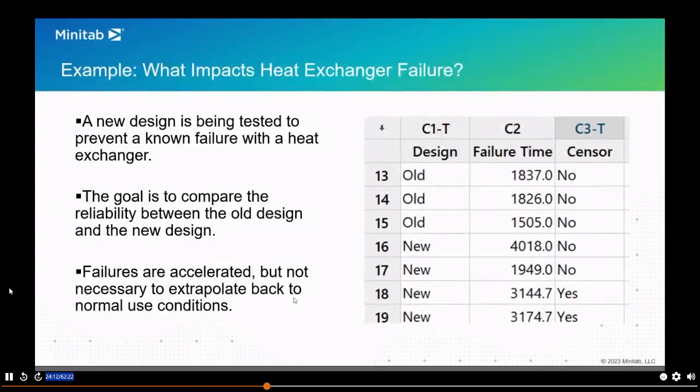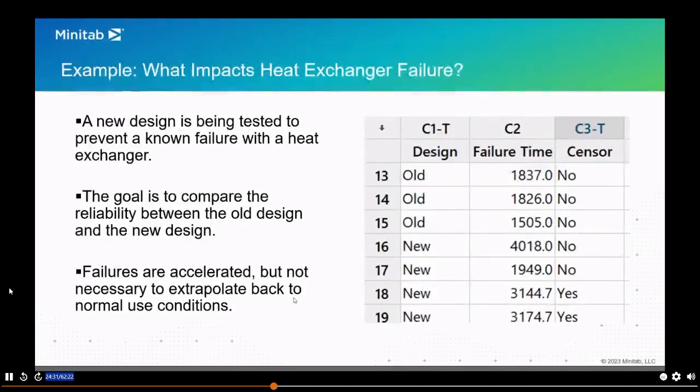But we know how long they've lasted so far. Now we're going to go back and try and improve this problem. We have to redesign this part, right? We know we have this specific mode of failure, and our goal is to redesign the part and compare the existing design, this is what's out in the field, to this new design.